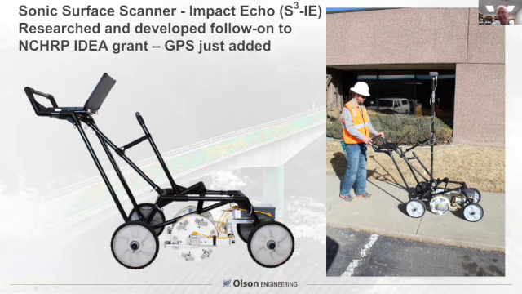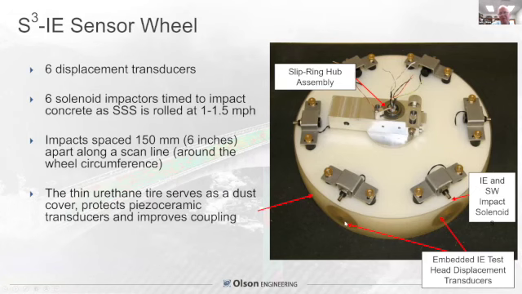So here's a close-up of that. There are the transducers that put all that wheel weight on to couple well to the rough concrete, and a fairly sharp impact from the solenoid as it rolls around, timed to hit the concrete when this sensor is down.